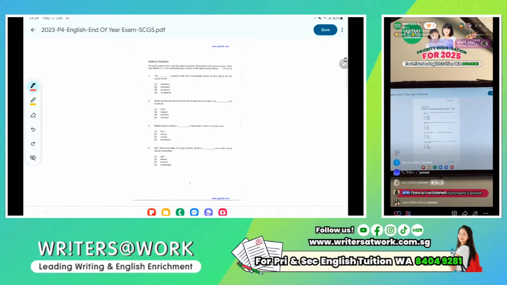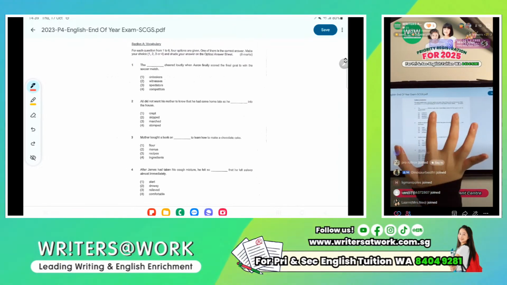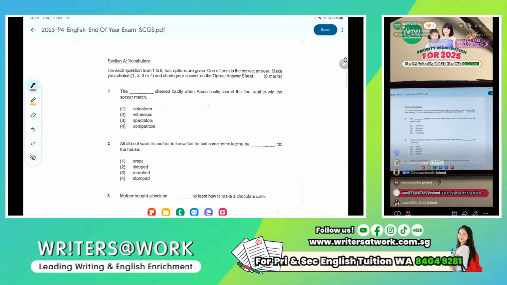Hi everyone, welcome. Let's wait for more people. The O-level students are currently in the middle of their paper, so all the Sec 4 students will definitely be in the middle of their papers.